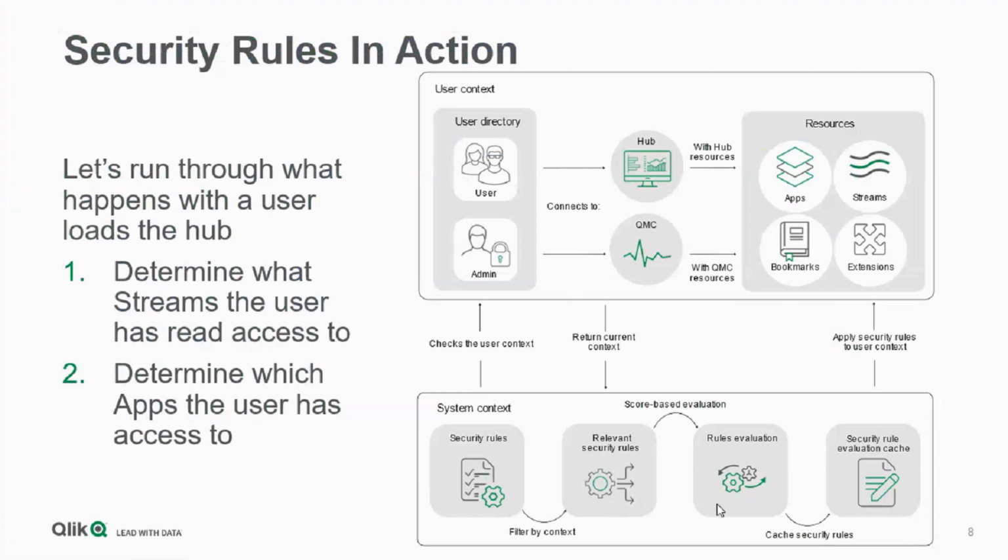It then will evaluate the rules. It will go through and it will look at rules regarding streams, and it will look at the highest scoring rule regarding streams, and it will evaluate that for read privileges.